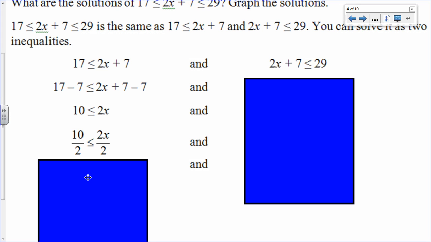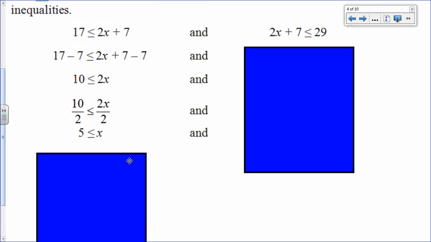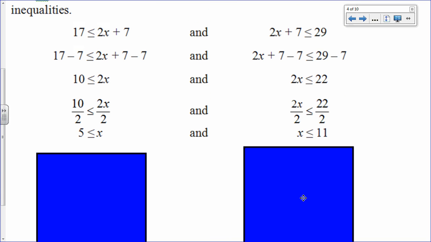We get 10 is less than or equal to 2x. Divide each side by 2, and we get 5 is less than or equal to x. On the right, we're going to subtract 7 from both sides: 2x is less than or equal to 22. Divide each side by 2, and we get x is less than or equal to 11.